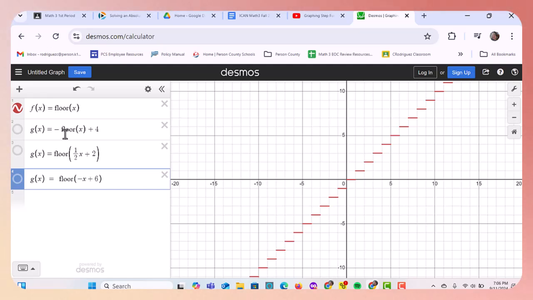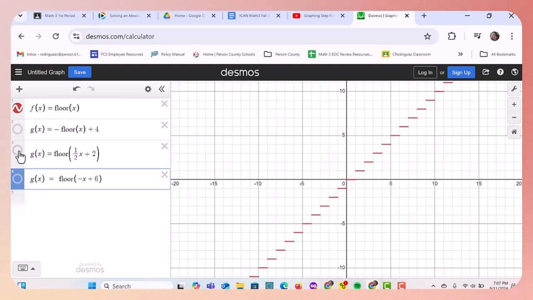So now I'm going to do g of x equals the floor of 1/2 x. This one right here is the first one we looked at, +2. So let me turn that on. So it does lengthen the step by 2, makes it twice as long. Compare the green step to the red step, and then it shifts it to the left 2 units. So if we start here, I'm going to shift it 2 units, then I'll start here.